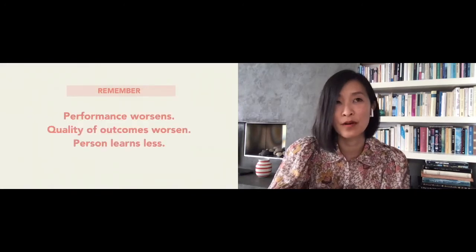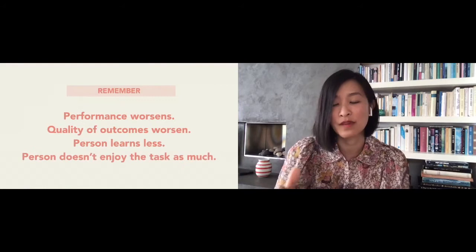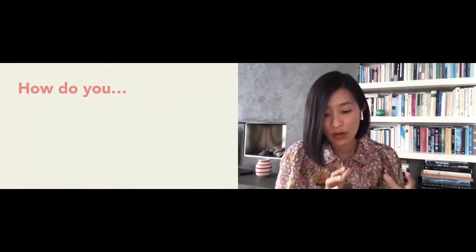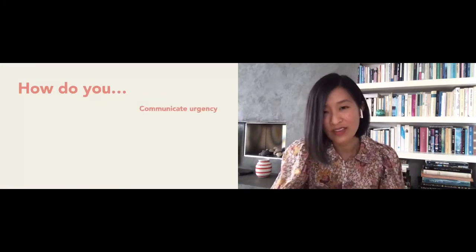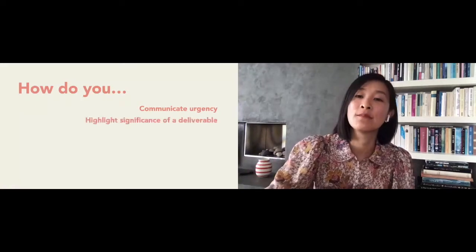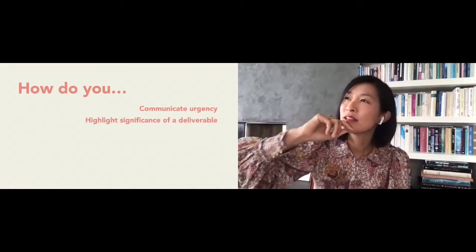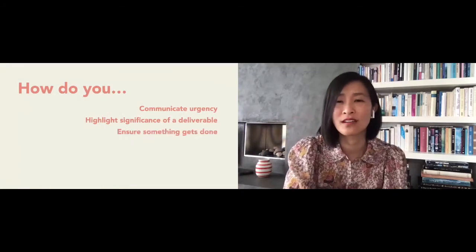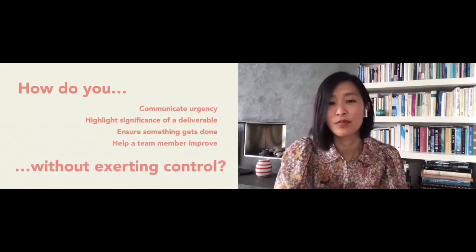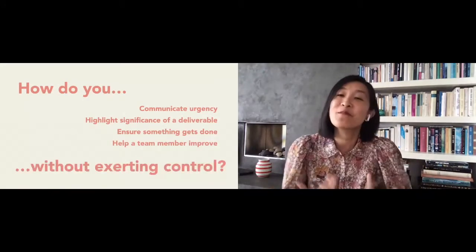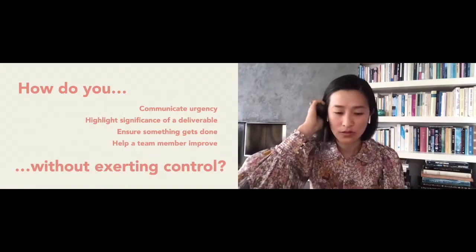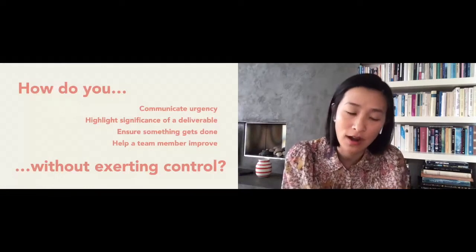I just have to remember that making this effort is important because of so many of these unintentional outcomes that happen. So now let's talk about the flip of this. How is it that we can find a way to get work done that is urgent? How can we let someone know that something is important? How do we ensure that the work gets done or that a team member can improve? How do we manage well without exerting control? It's a really difficult quandary to figure out.